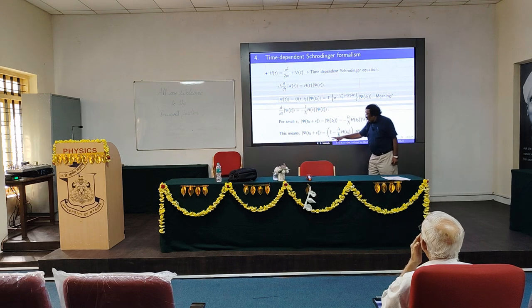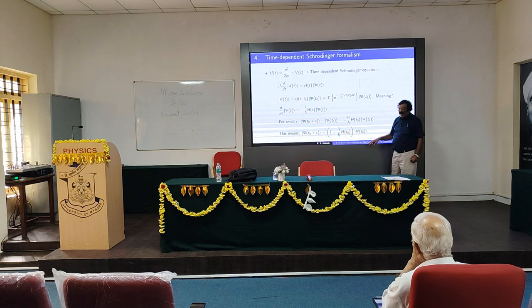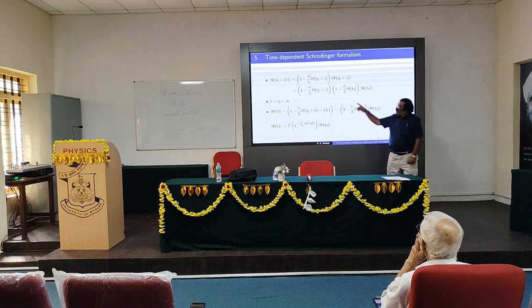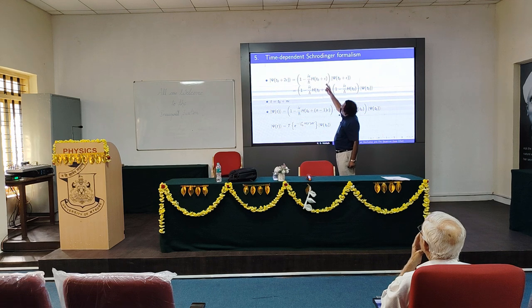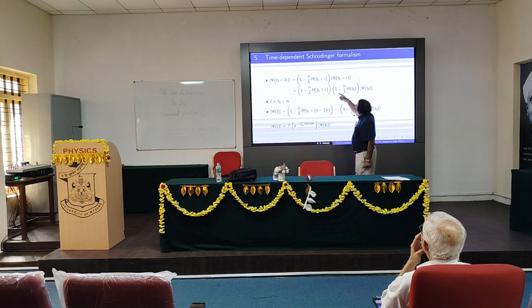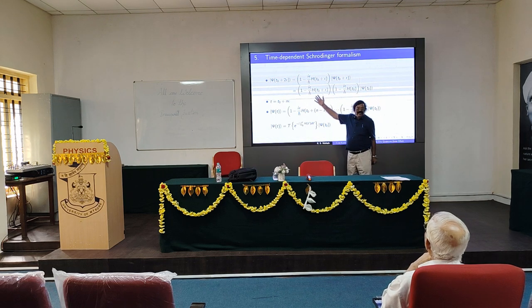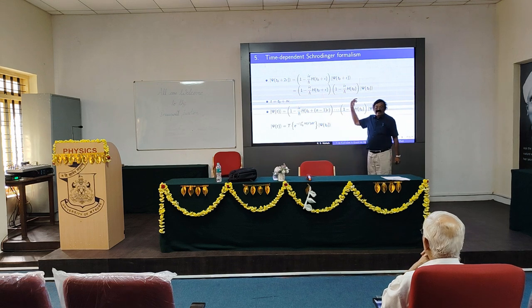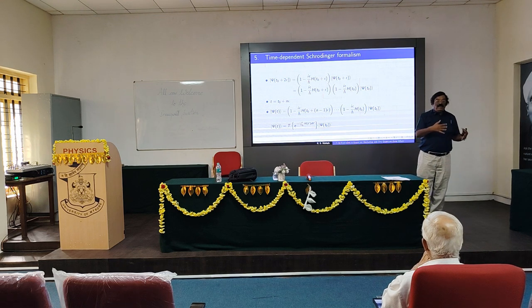Or in other words, psi of t naught plus epsilon is 1 minus i epsilon by h cross H of t naught, acting on psi of t naught. Earlier there was no t naught at all because H was time independent. Now let us go to psi of t naught plus 2 epsilon. So this is 1 minus i epsilon by h cross H of t naught plus epsilon acting on psi of t naught plus epsilon. And psi of t naught plus epsilon is 1 minus i epsilon by h cross H of t naught psi of t naught. This is H of t naught plus epsilon. This is H of t naught. The Hamiltonian at time t naught and the Hamiltonian at time t naught plus epsilon do not commute in general.